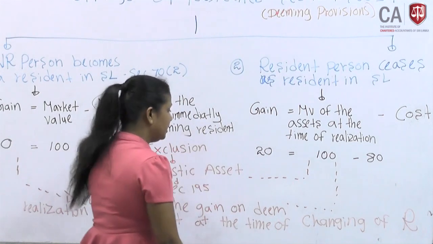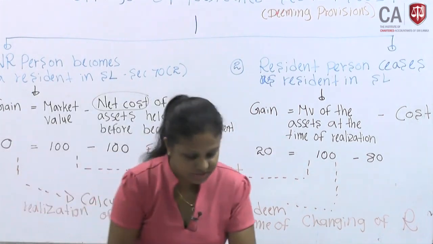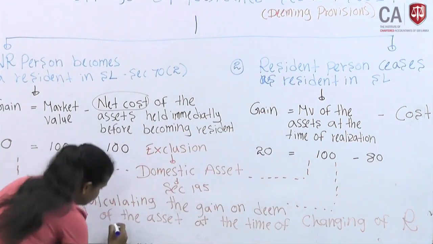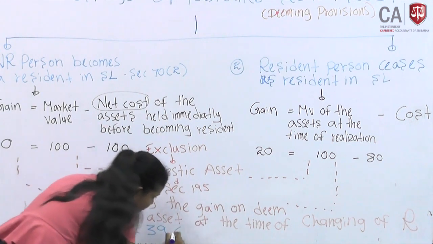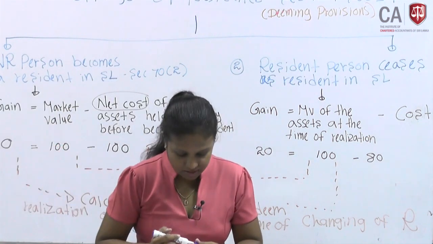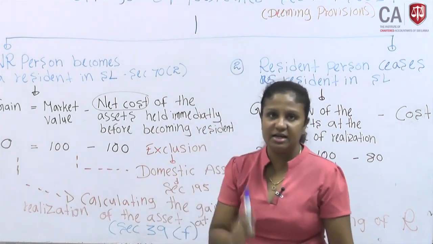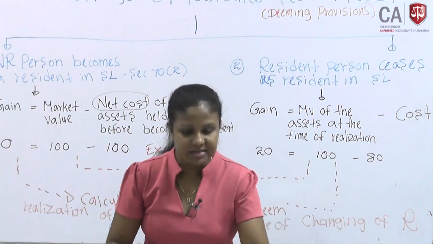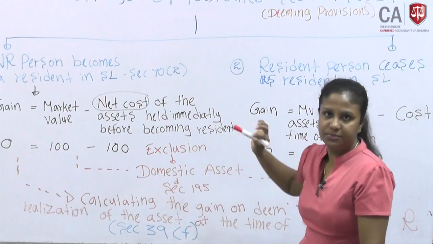R is for the resident. Change in resident of the resident, where it has been mentioned under section 39 subparagraph F. Section 39 covers 6 situations of realization. In that, one situation is this. I think, Lamai, with this explanation, the entire theoretical part is clear to you.